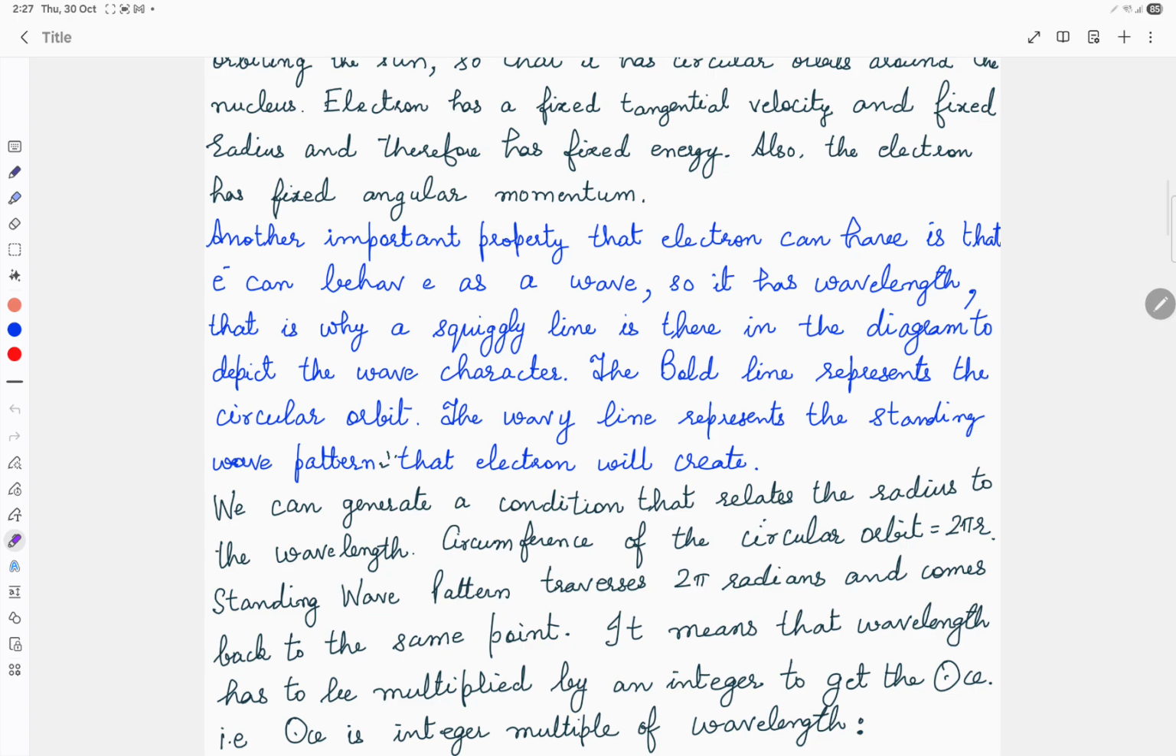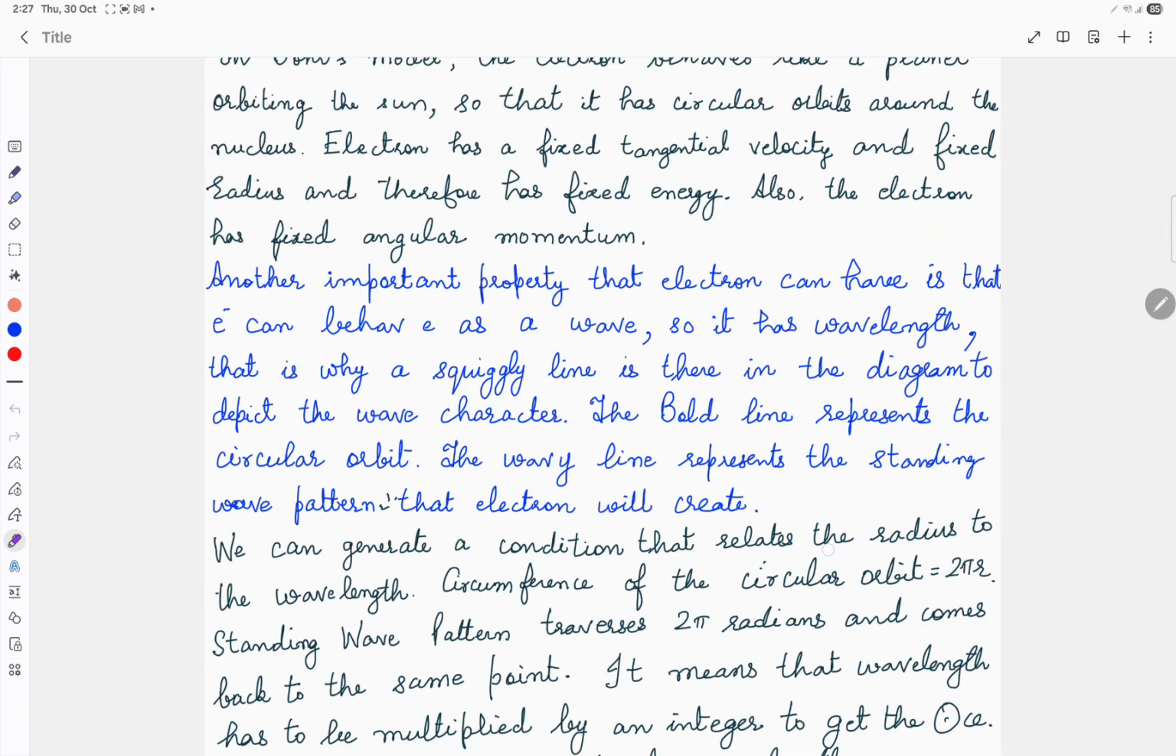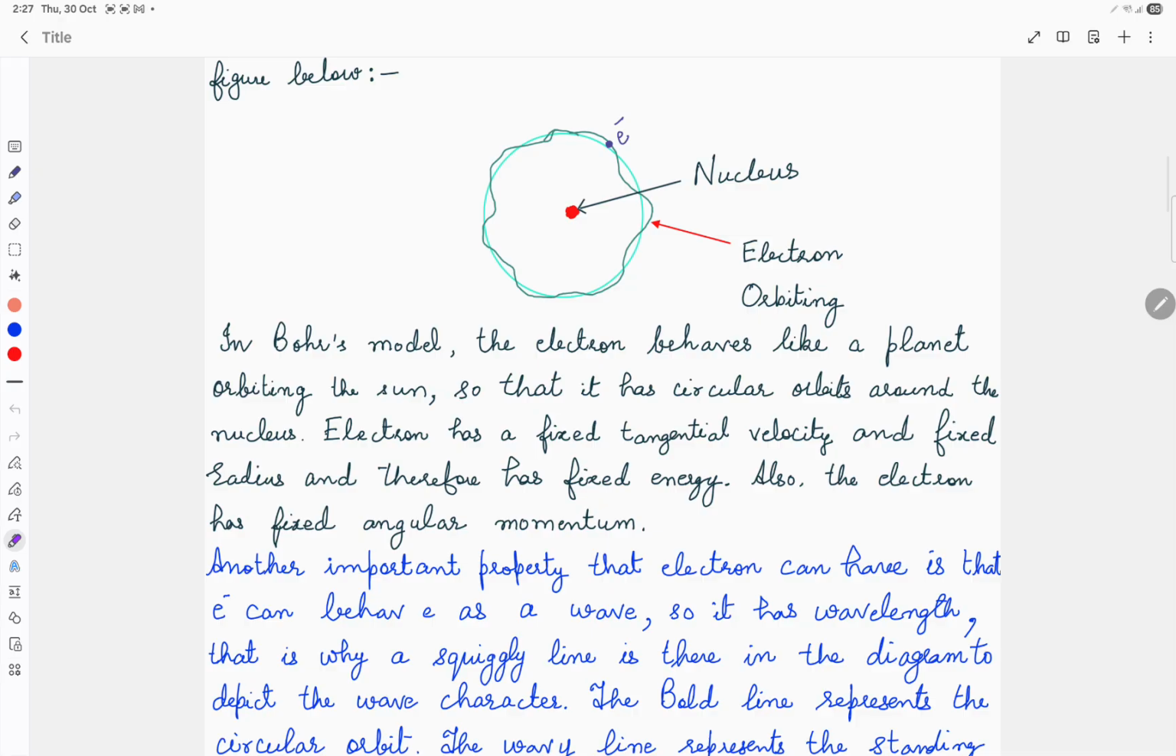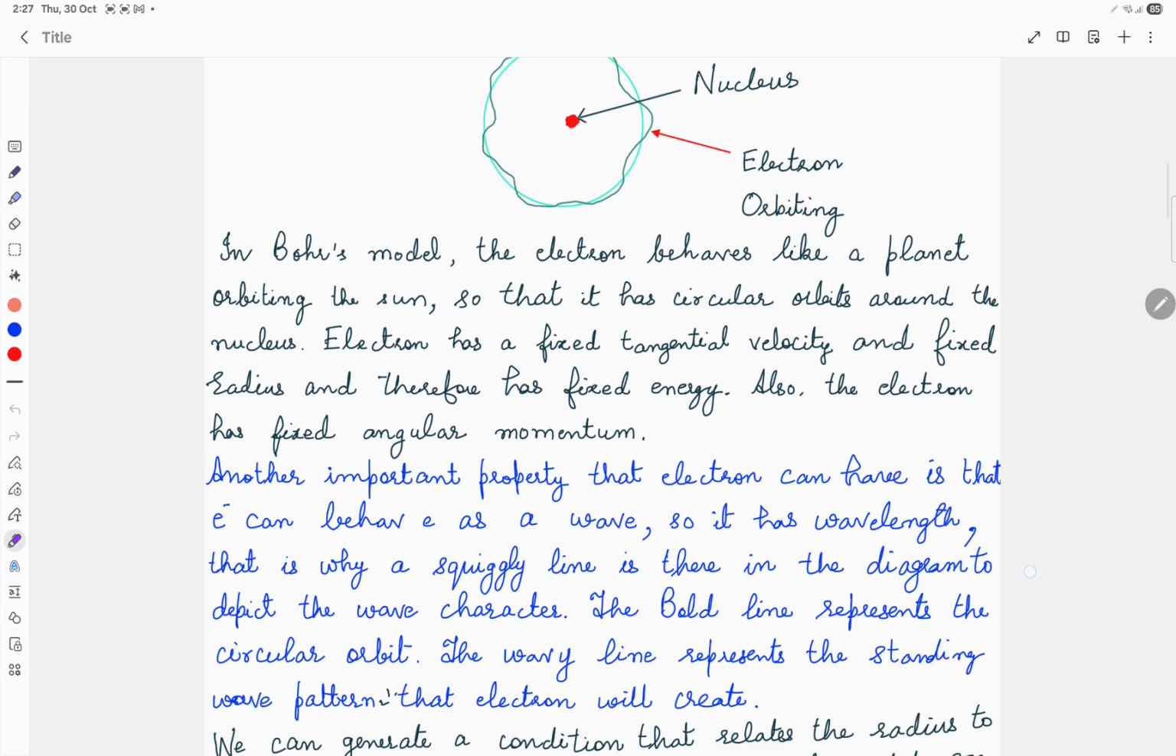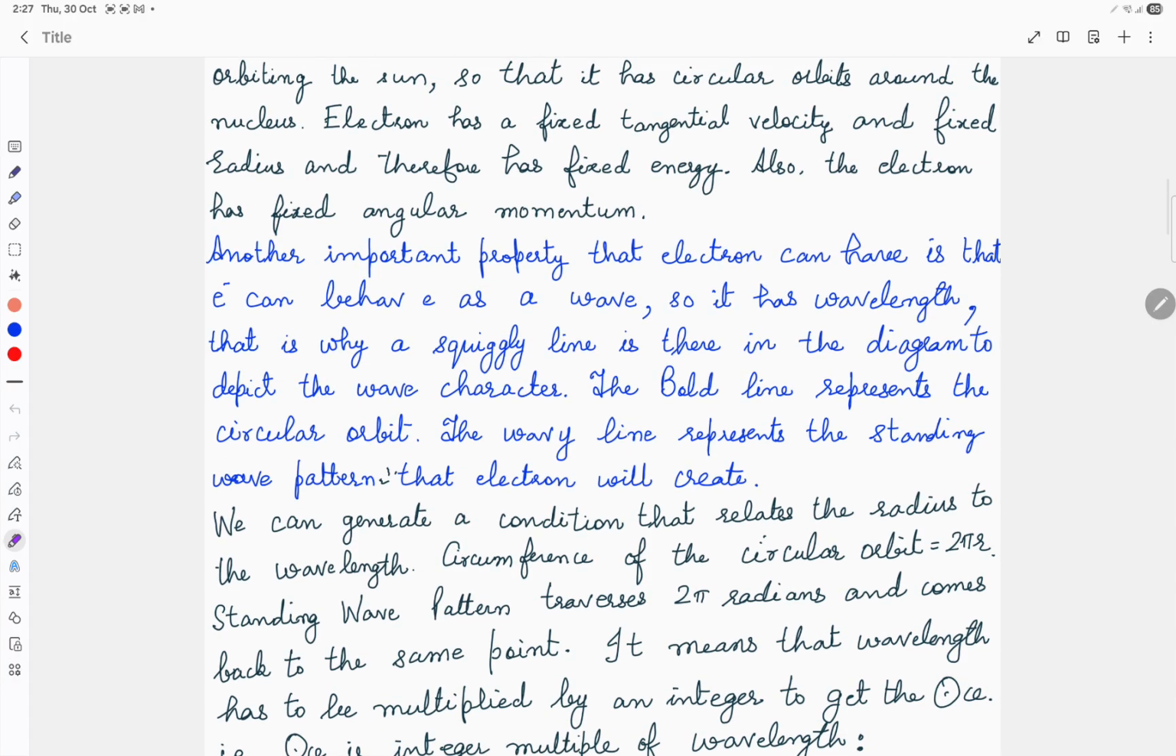Now, another point: if you see the diagram here, the nucleus is there, and the electron is moving around the nucleus in a wavy, squiggly line. This squiggly line shows that the electron behaves as a wave. So another important property that the electron can have is that it can behave as a wave. So it has a wavelength. That is why a squiggly line is there in the diagram to depict the wave character.